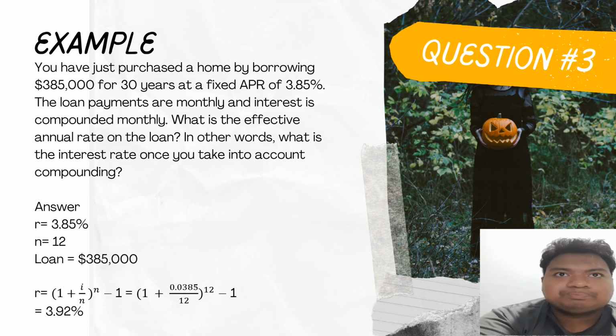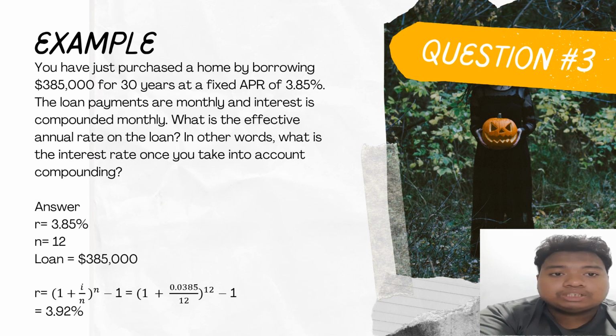Last example. You have just purchased a home by borrowing $385,000 for 30 years at a fixed APR of 3.85%. The loan payments are monthly and interest is compounded monthly. What is the effective annual rate on the loan? In other words, what is the interest rate once you take into account compounding?